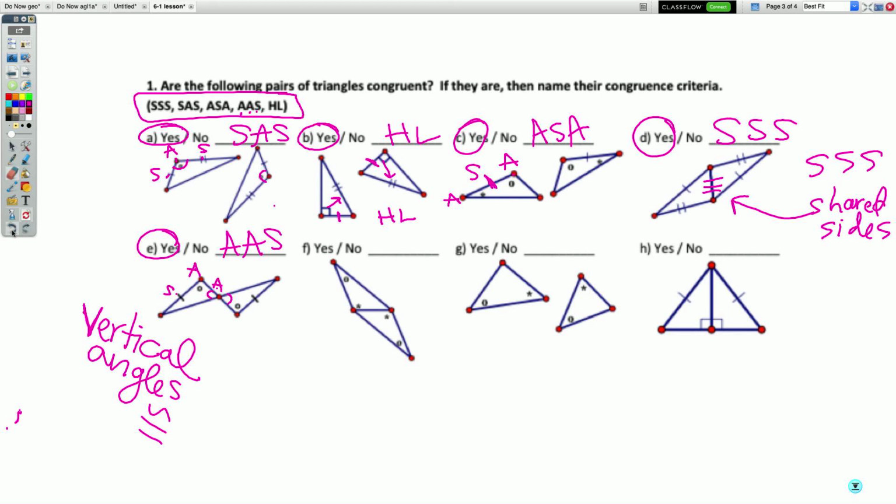Questions before I let you try the next 3? All right, I'm going to pause here. Go ahead with your group, with your partner. First thing you want to do is look for any shared sides or vertical angles to mark.